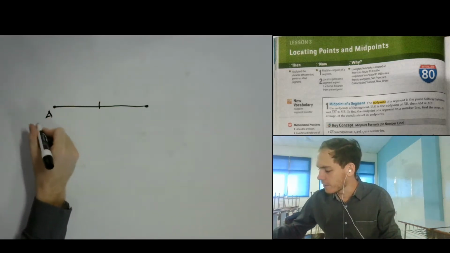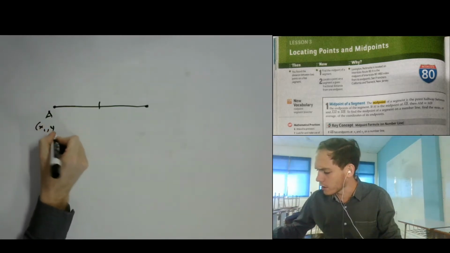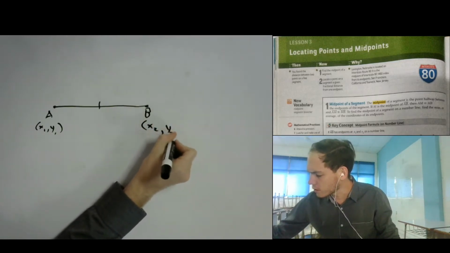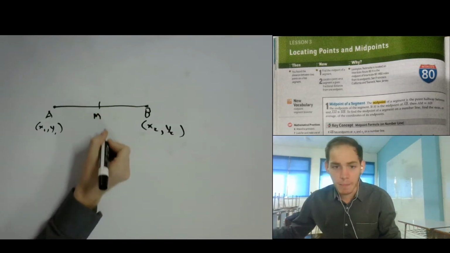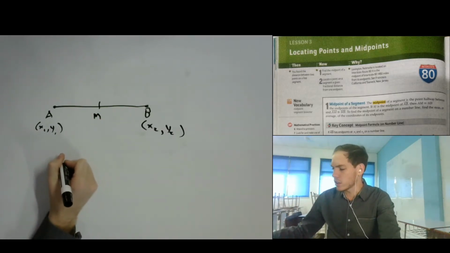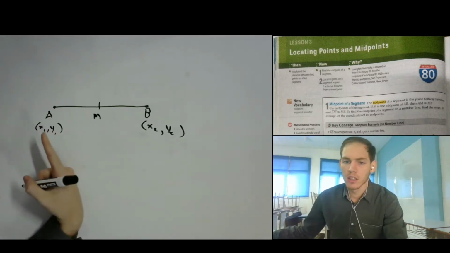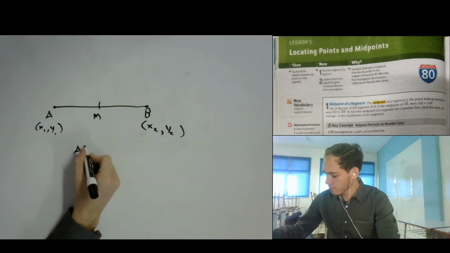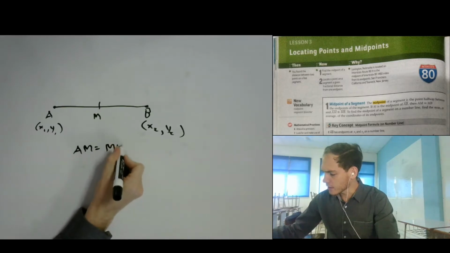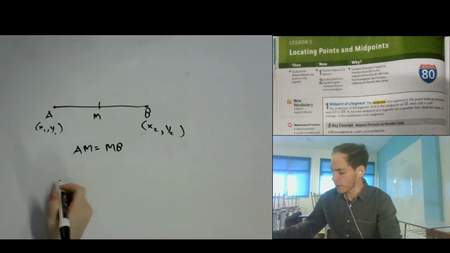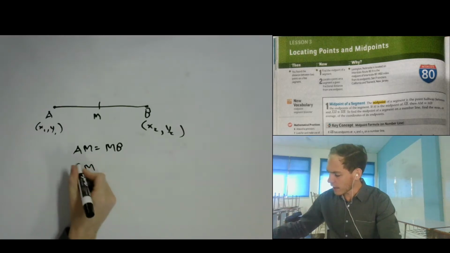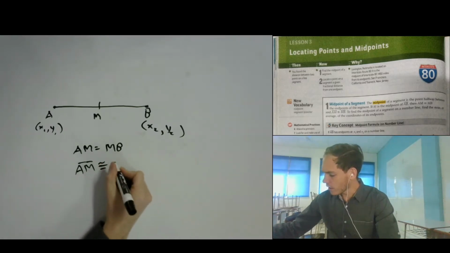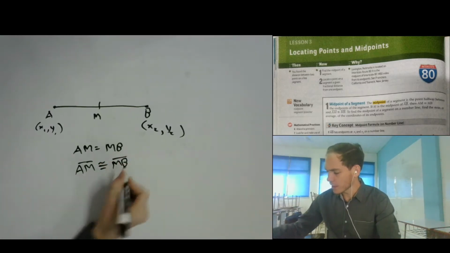So if you have a point A, (x1, y1), and a point B, (x2, y2), then this midpoint M is going to be a true statement if the midpoint of a segment is halfway between the endpoints, which is to say that AM should equal MB, that the length of AM equals the length of MB, or that line AM is congruent to MB. Okay, gotta remember that congruent symbol.